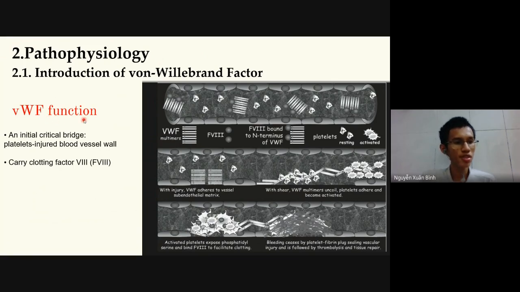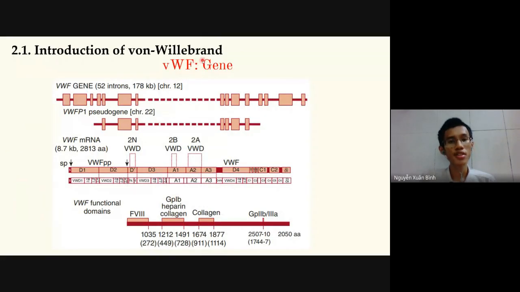So, an overview of the von Willebrand function. They have two main functions. The first is that von Willebrand will have the platelets connect to the blood vessel that has injury, and the other is that von Willebrand will carry clotting factor A, as you can see here. So we turn to the gene of von Willebrand factor.